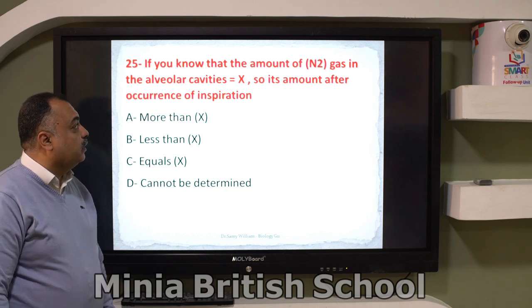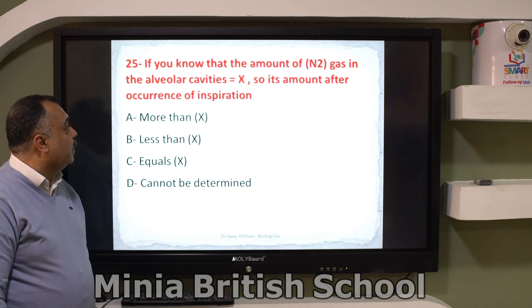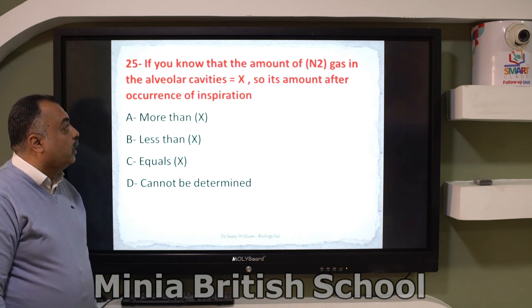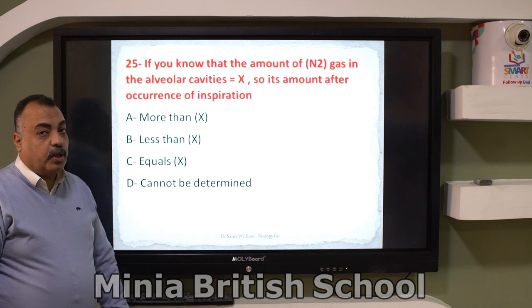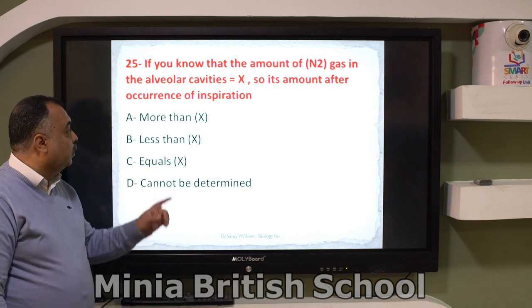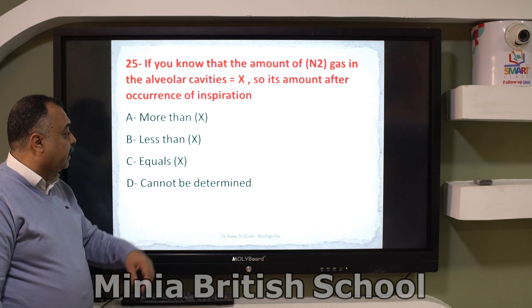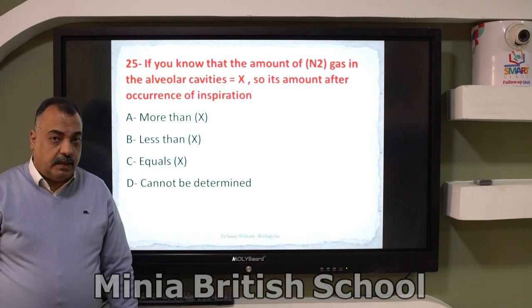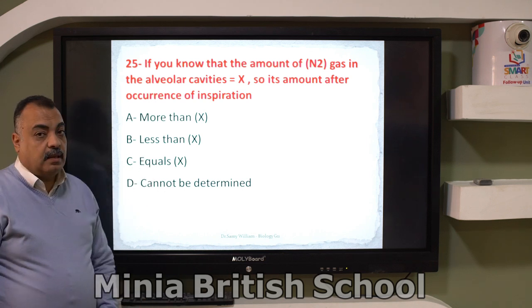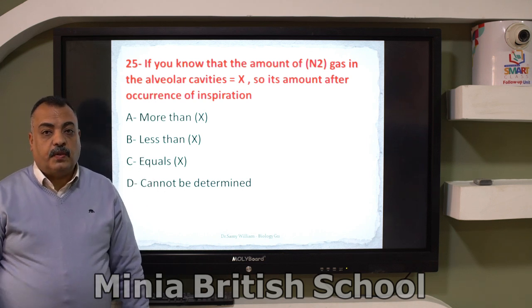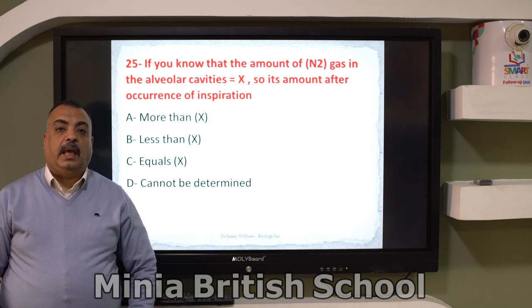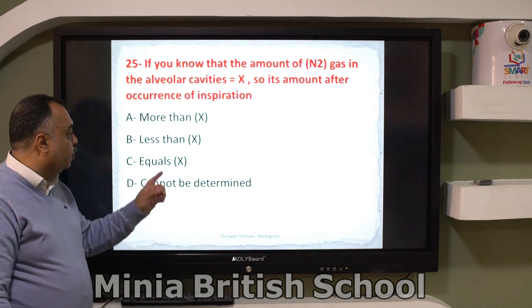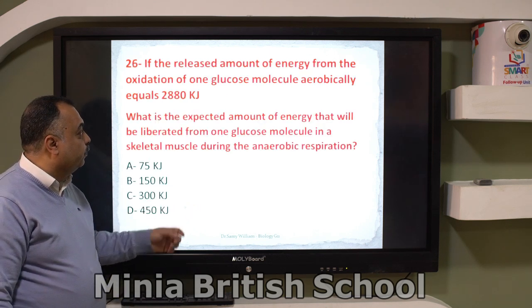If you know that the amount of nitrogen gas in the alveolar cavities equals X, so its amount after occurrence of inspiration will equal: more than X, less than X, equals X, cannot be determined. Yes, I hear you. Equals X. Nitrogen is not absorbed inside the alveolar wall, and it is expelled out again with the same concentration. So equals X also. Very good.